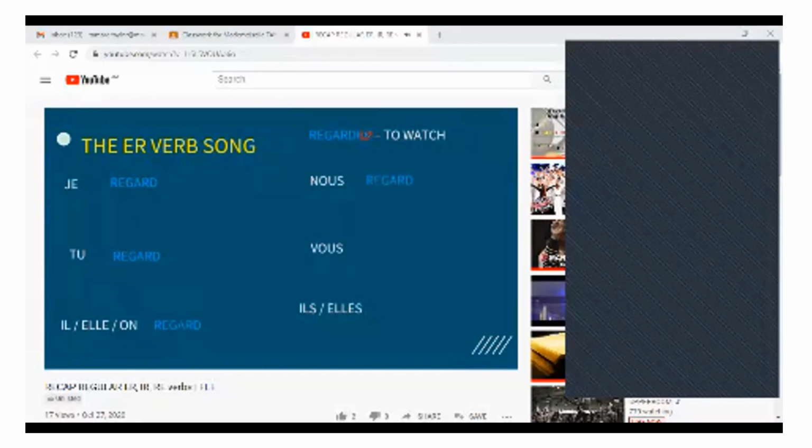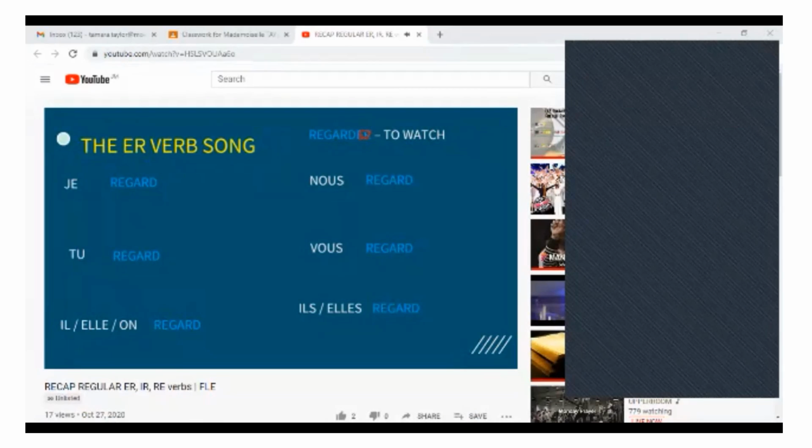Okay? So now that we've done that, we're ready to conjugate the verb officially. Here are the endings, and then I will give you the song. The endings are E, ES, E, ONS, EZ, and ENT. That is the ER verb family.